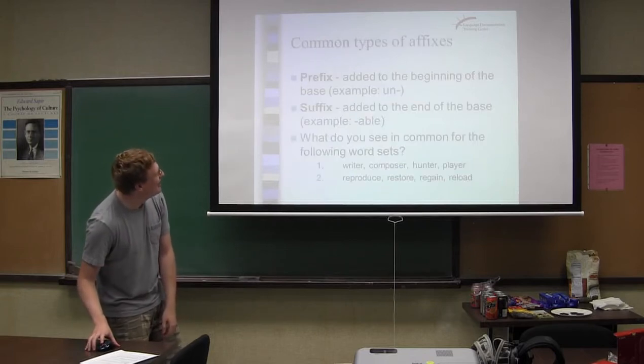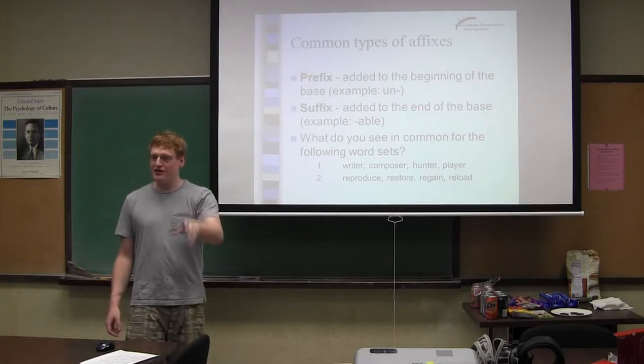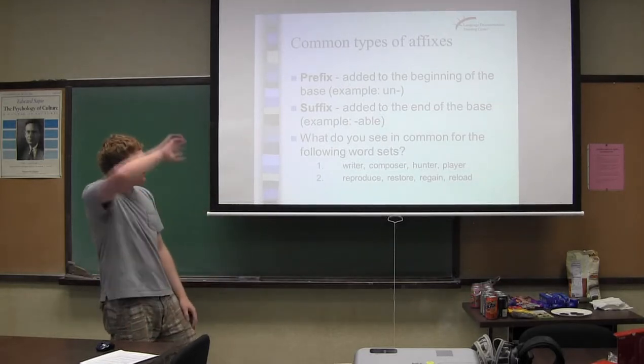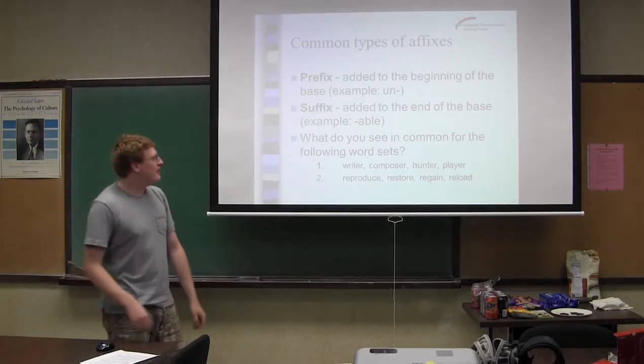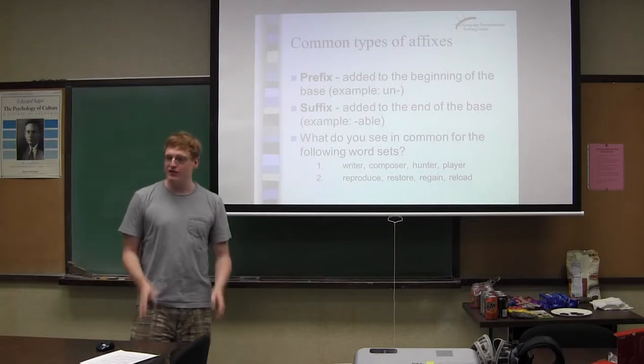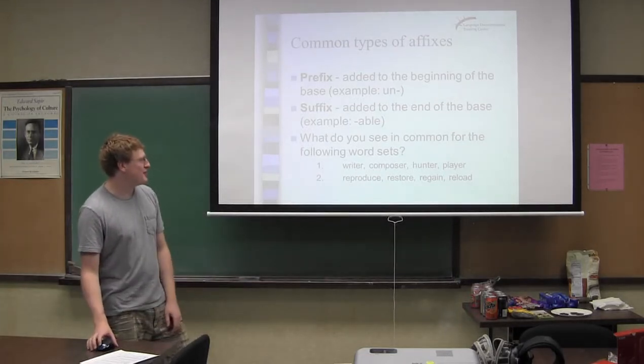There we go. Anyhow, common types of affixes. We have prefixes, so stuff that got stuck on the front. So we just saw un. Un was a prefix. And suffix, stuff that goes on the end. Able. But you can also have something called an infix, which some of your languages might have, where you stick something in the middle of a word to change it. So watch out for those.